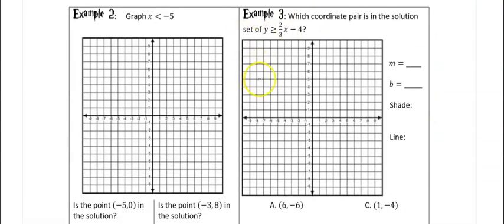So they say graph x is less than -5. Okay. Notice in this equation we're missing a variable. We're missing our y, right? So whenever we miss our y, something's happening to Kyle. If y'all remember Kyle, what's he doing? He's dying.